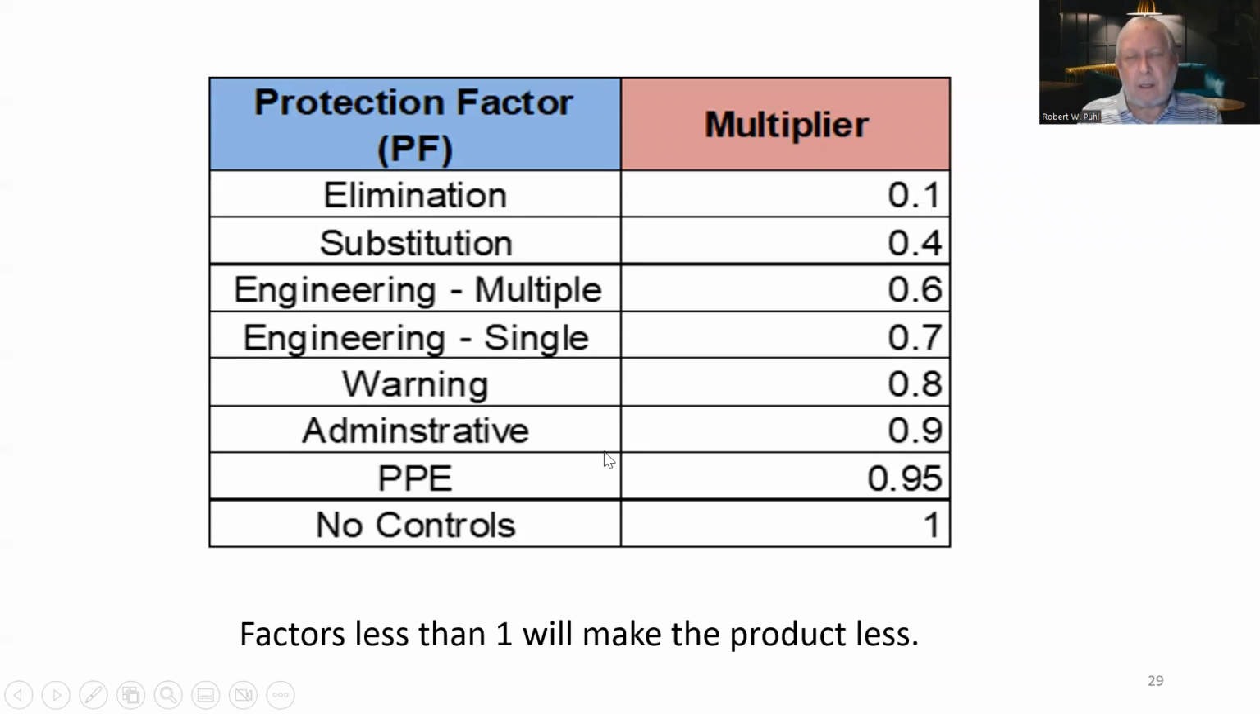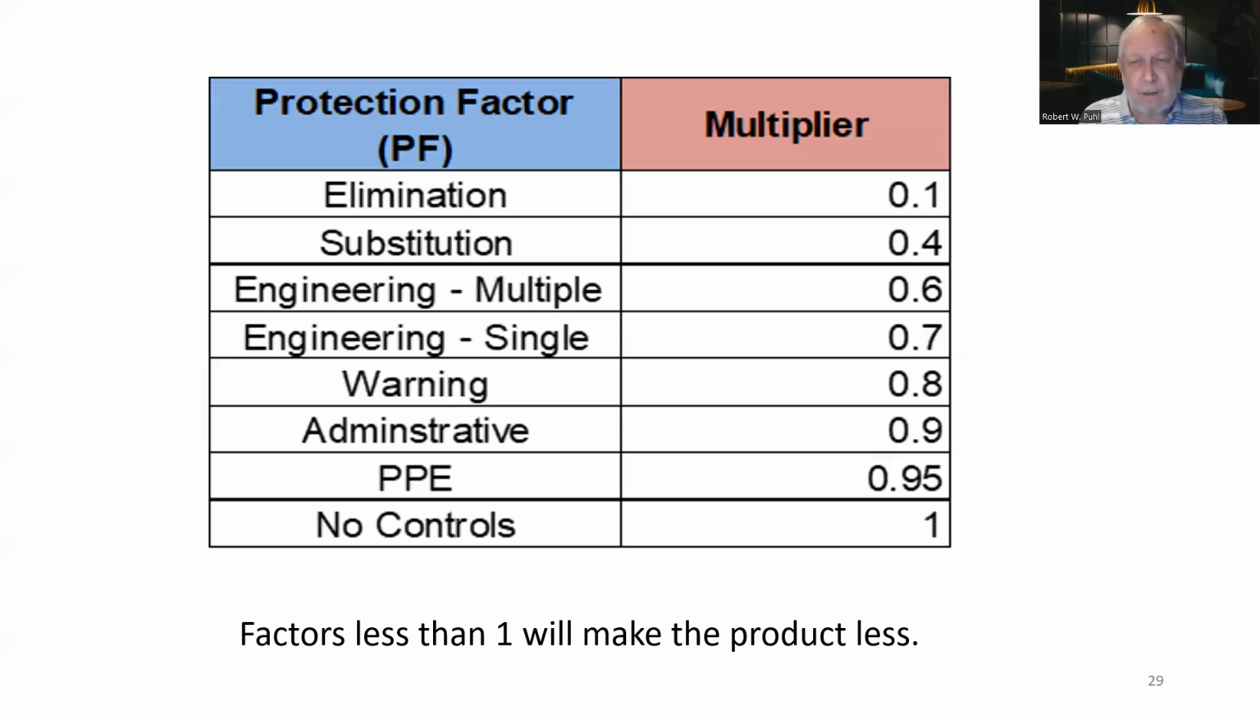This is the protection factor. You'll see this again, but I want to show it here. Elimination is 0.1. And that's amazing to me because if you've eliminated it, there should be zero chance. If it's not there, how can somebody get hurt on it, right? I don't know that one. Substitution, 0.4. Multiple engineering, 0.6. Single engineering, 0.7. A warning, 0.8. Administrative, 0.9. PPE, 0.95. And no controls, 1.